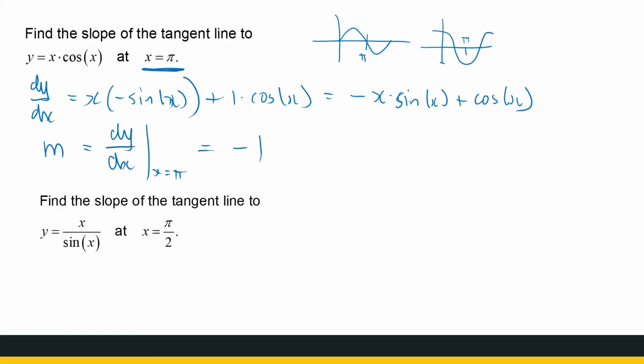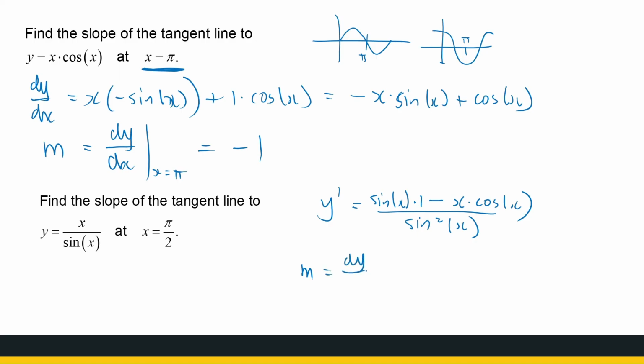Next one, I've got x over sine x, and now we're looking at x equal to pi over 2. So let's look at our derivative firstly. Quotient rule. Sine squared x. Sine of x times the derivative of the top, which is 1, minus the top times the derivative of sine of x, which is cos x. So our slope is the derivative where x is equal to pi over 2.